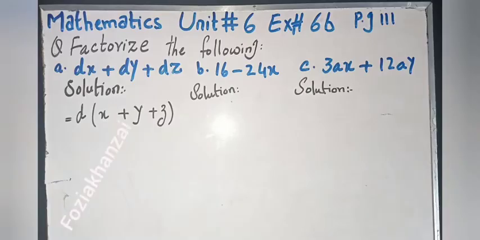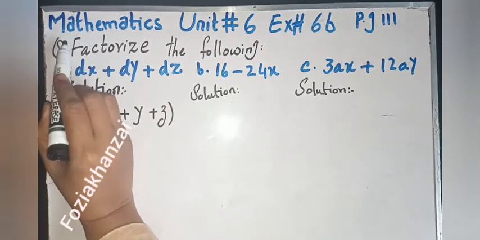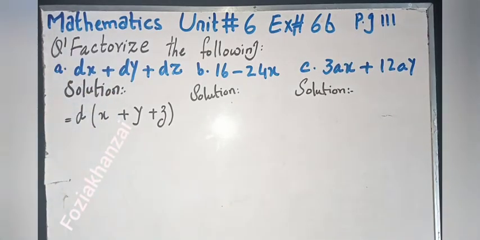Everyone, it's your maths class, unit number 6, exercise number 6b, class 8. Already we have done exercise 6a. Now today we will start exercise 6b. First question number 1, which is given in your book, page number 111. The question is, factorize the following.